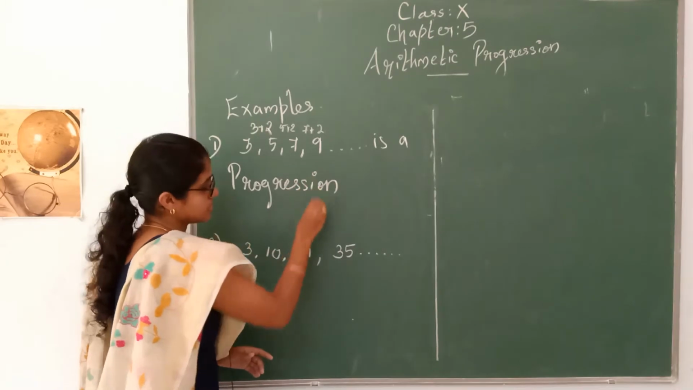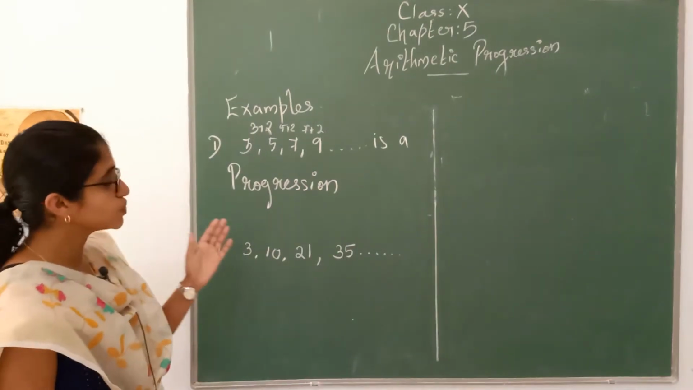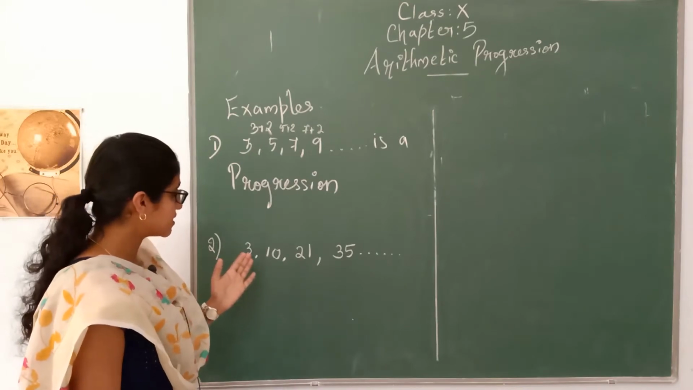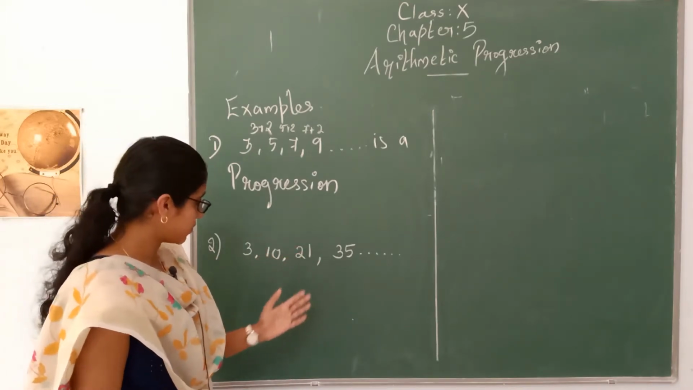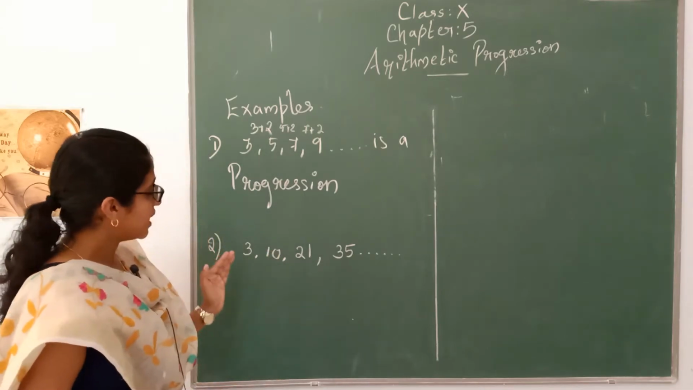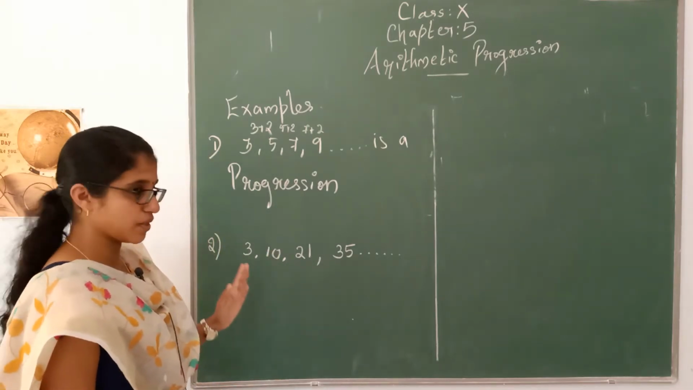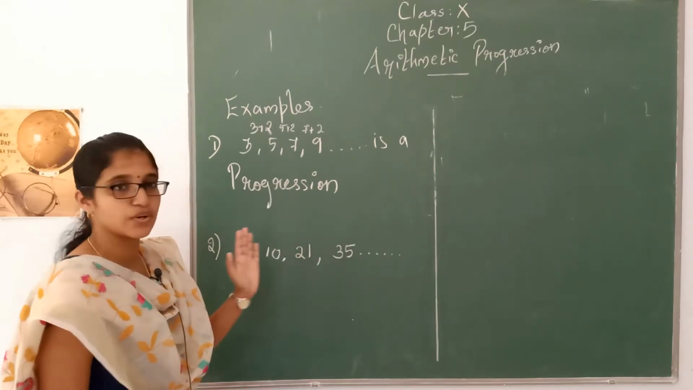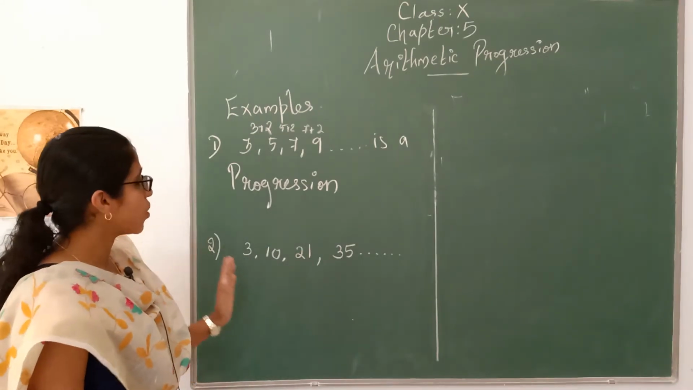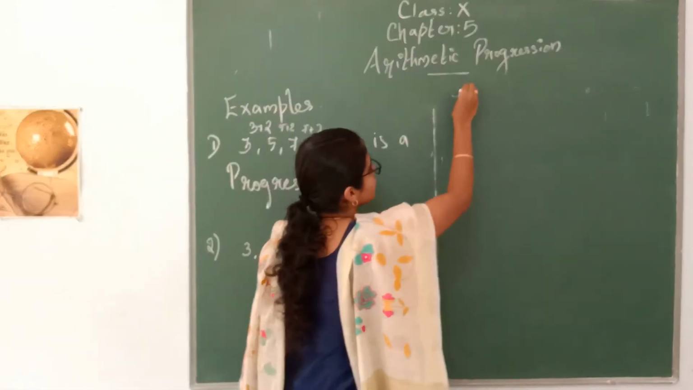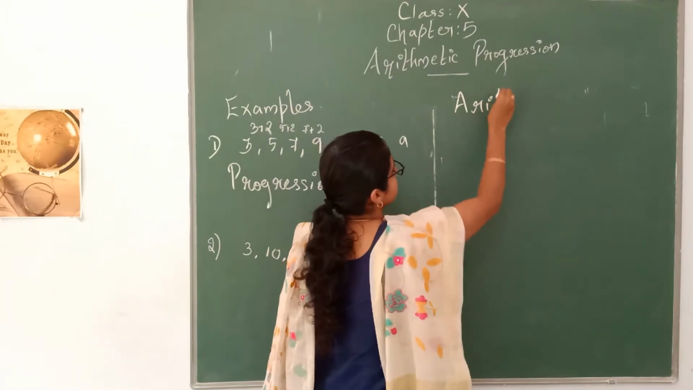Each term is obtained by adding 2 to the preceding number. And here the second example: 3, 10, 21, 35. This is a sequence but it's not a progression because there is no pattern. So next is our main topic, arithmetic progression.